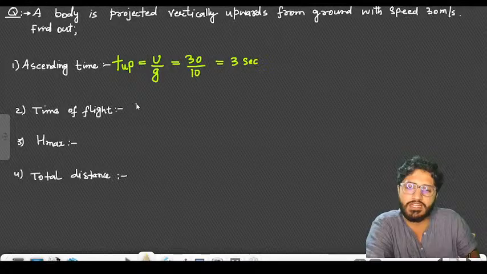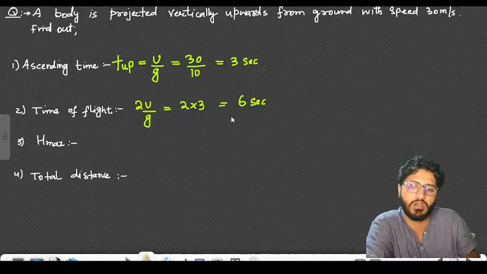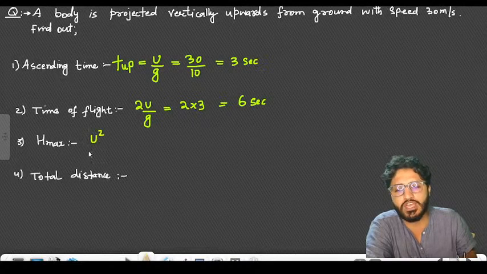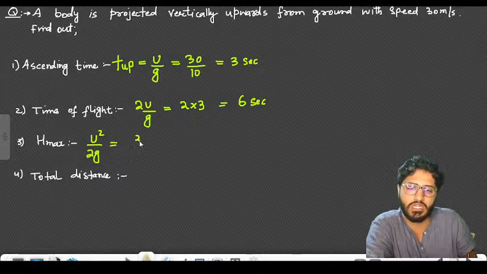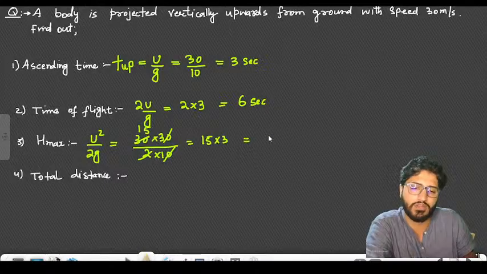What is time of flight? Is it 2u by g? I guess it is 2 into 3. My answer came out to be 6 seconds. H max. H max is u square by 2g. What is u? Is it 30? So 30 multiplied by 30 divided by 2 into 10. Zeros cancel out. 2 ones are 2, 2 15s are 30. So my answer is 15 multiplied by 3. 5 3s are 15. It is 45 meter.